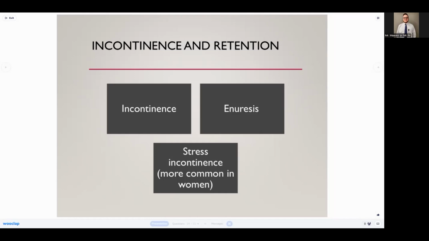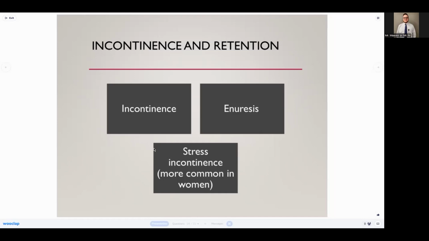Enuresis is involuntary urination in a child 4 to 5 years old, when you would expect bladder control. Most children are going to suffer from what's called nocturnal enuresis, which is bedwetting.